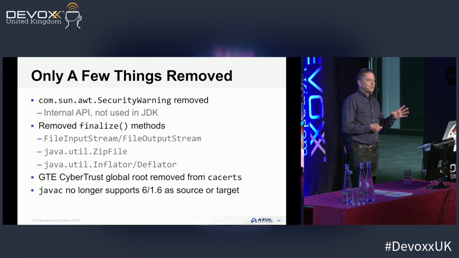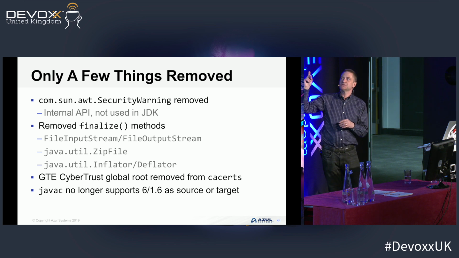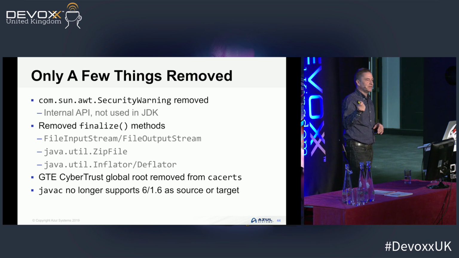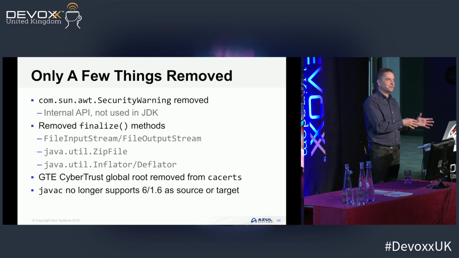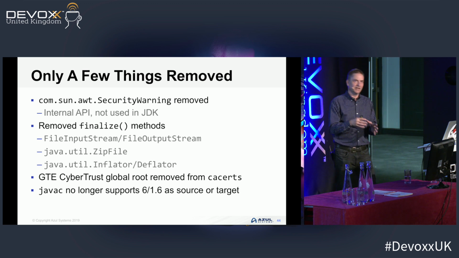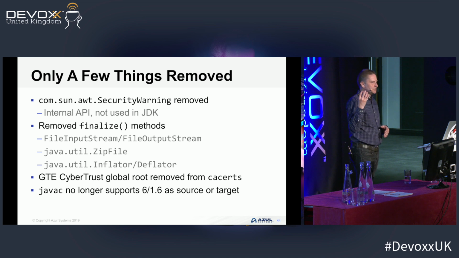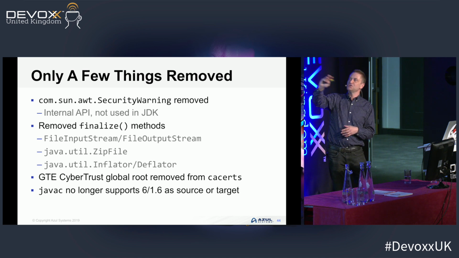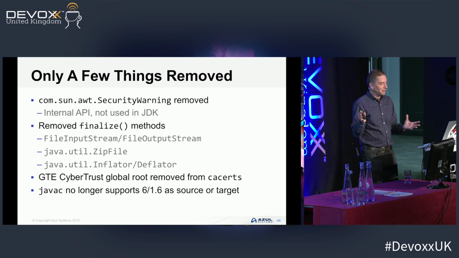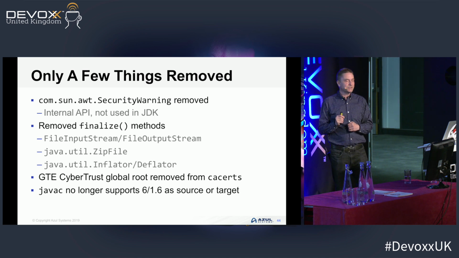Finalize methods have been removed from some classes: FileInputStream, FileOutputStream, ZipFile, and Inflater and Deflater. All of those had a finalize method. Now they don't. Again, I really don't think that's the sort of thing that would catch many people out. There is a root certificate that's been removed for the GTE CyberTrust. If you are still using that, which is probably very unlikely, then that's no longer in the CA certs file either.